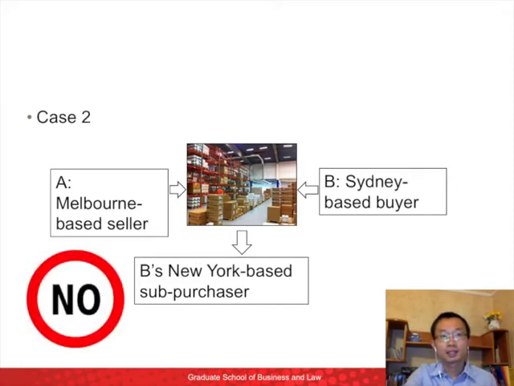Let's take another example. A is a Melbourne-based seller and B is a Sydney-based buyer. A contract of sale of goods was concluded between them. It requires the seller to deliver goods directly to B's sub-purchaser based in New York. This contract would not be governed by the CISG because it's not an international sale.